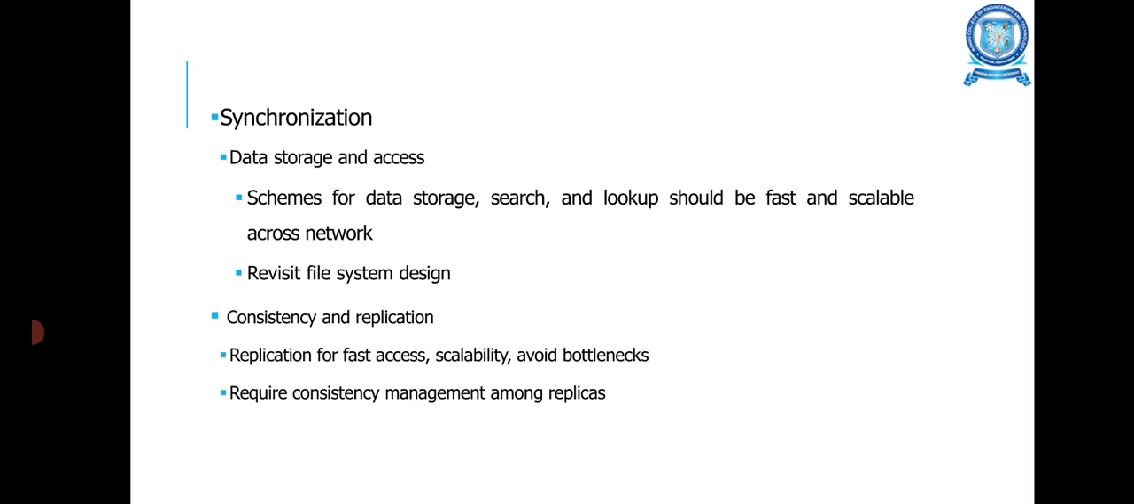The next one is data storage and access. That means various schemes for data storage, searching and lookup should be fast and scalable across the network. Then the next one is consistency and replication. To avoid the bottleneck, to provide fast access to the data, replication is provided for fast access and scalability. It requires consistency management techniques among replicas.